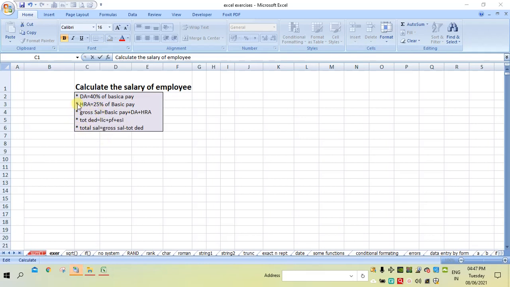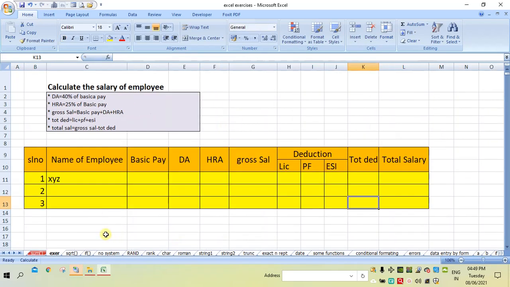Now we have to make a table so that all this information is included. Let me draw the table or insert the table. Okay, this is a table as per the question. Here the name of the employee column is taken, and then basic pay, DA, HRA, gross salary, and deductions, as well as a total deduction and then total salary.